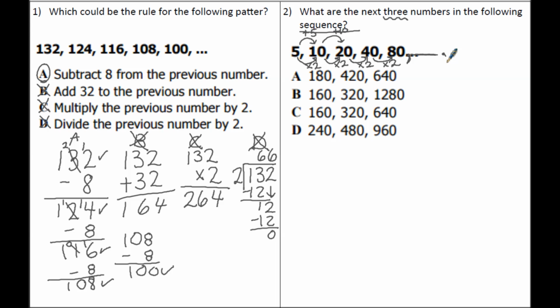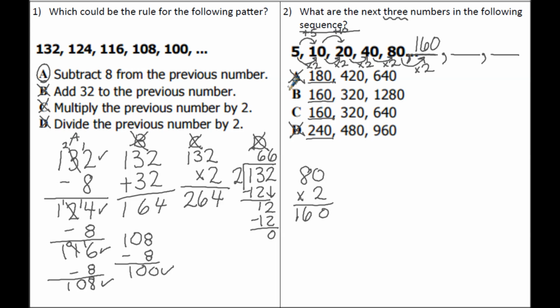So if I want the next 3 numbers, I like to draw those blanks out and then fill in those blanks. So once I read the question, I write what I'm supposed to be doing, and then I do it. And 80 times 2 is going to give us 160. So the next number is 160.